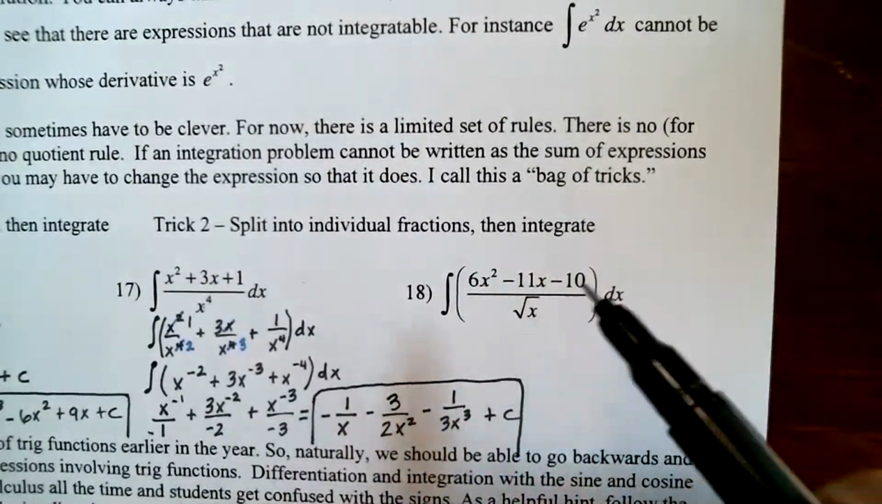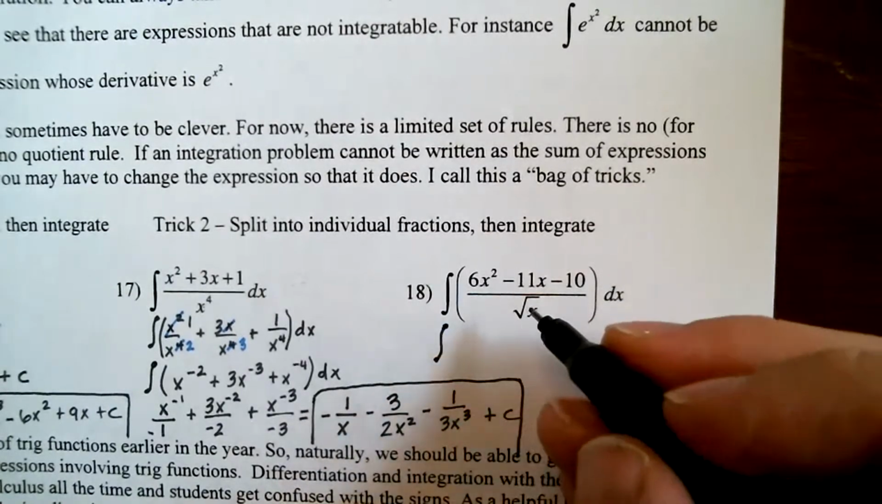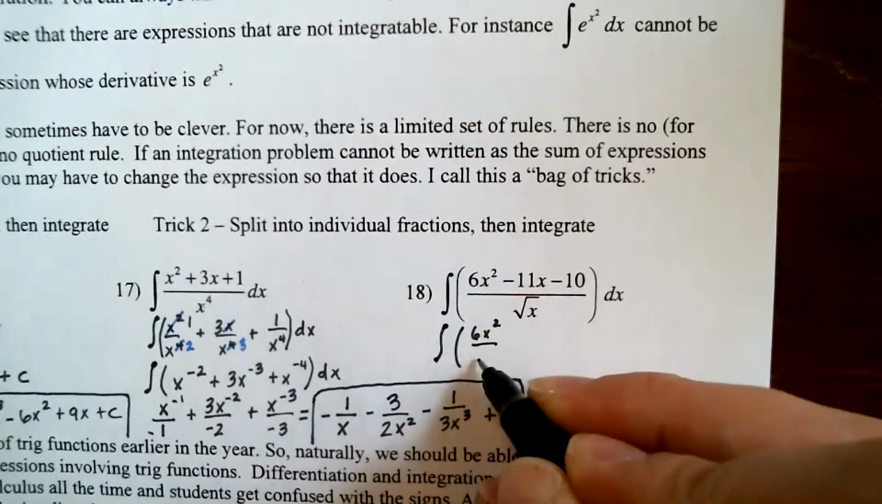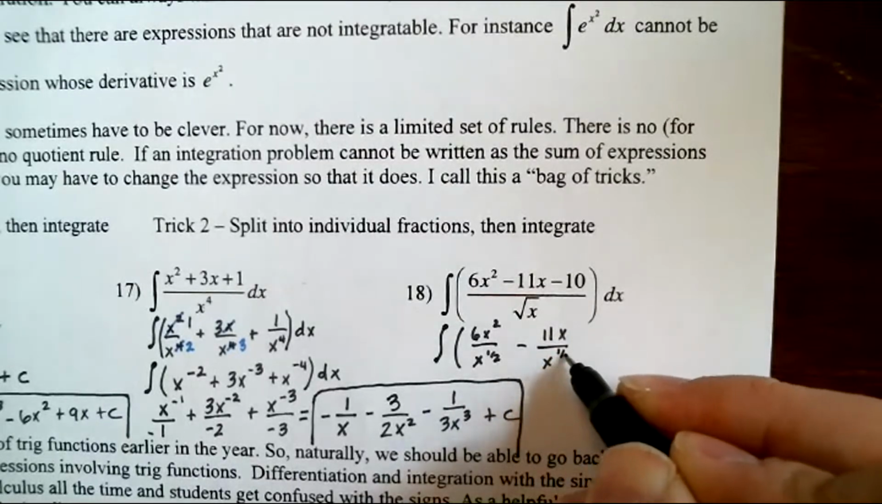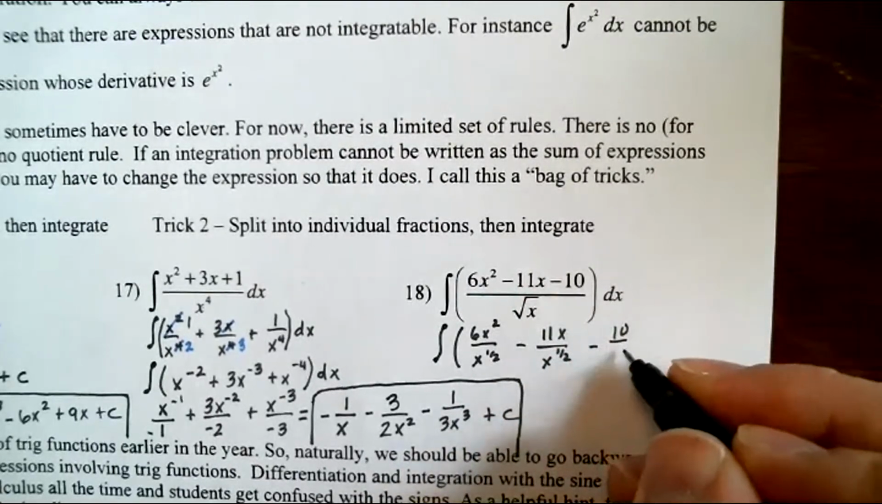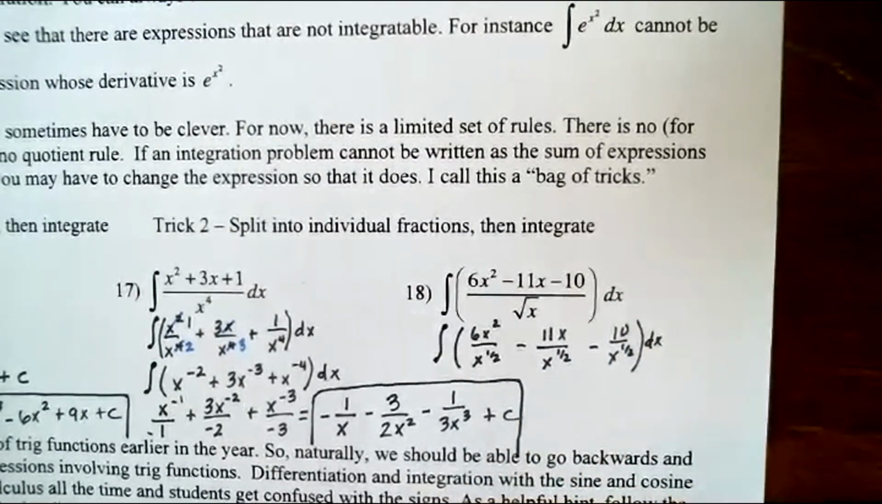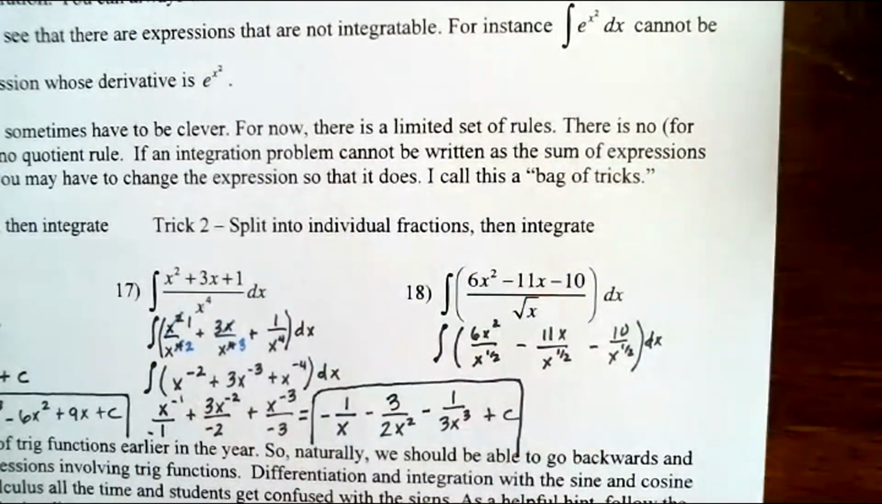All right, so number 18. Let's rewrite it. So integral, and then I'm going to write it as 6x squared over x to the 1/2 minus 11x over x to the 1/2 minus 10 over x to the 1/2 dx. So that's just trick 2, split them into different ones, and then we'll go from there.